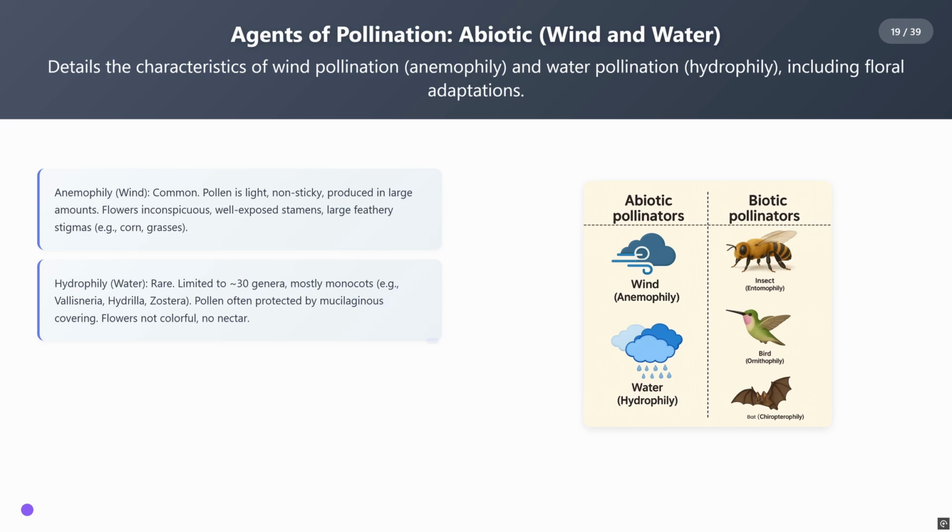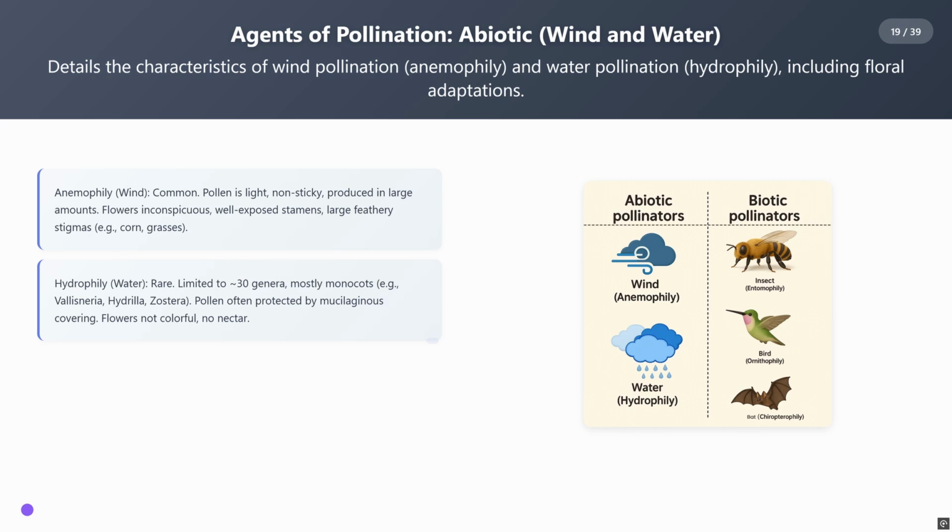Grasses are another major group that relies heavily on wind pollination. So it's a numbers game with wind pollination, lots of lightweight pollen, feathery stigmas. What about water pollination or hydrophily? Is that common? Actually, pollination directly by water is relatively rare in flowering plants. It's limited to only about 30 genera, mostly monocots.